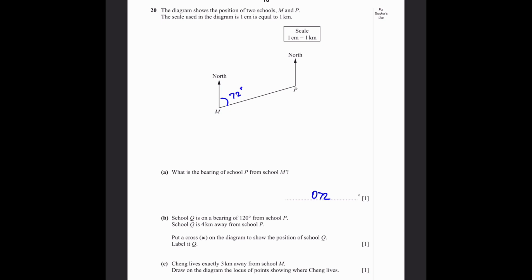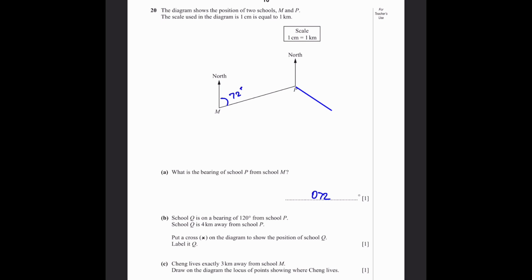B. School Q is on a bearing of 120 degrees from school P. School Q is 4 kilometers away from school P. Put a cross on the diagram to show the position of school Q. Label it Q. So school Q is on a bearing of 120 from school P, which means I'm not actually going to do it, but I'm going to show you a rough working of how it's done because I've done these kind of questions in previous papers.